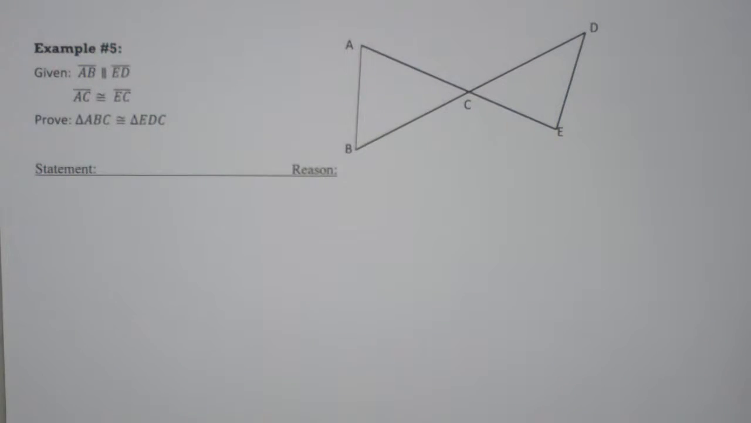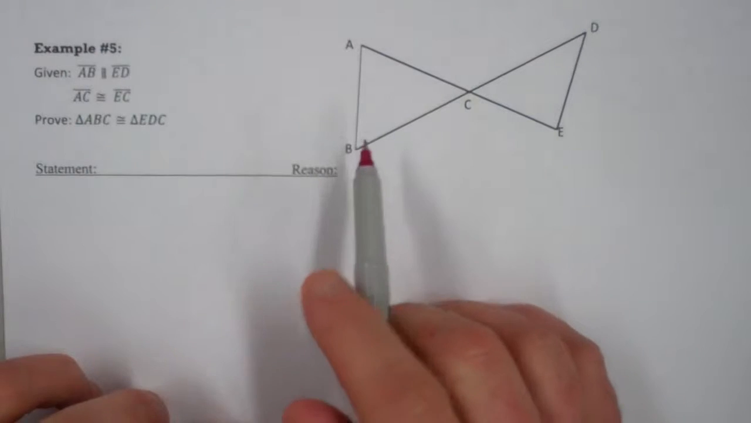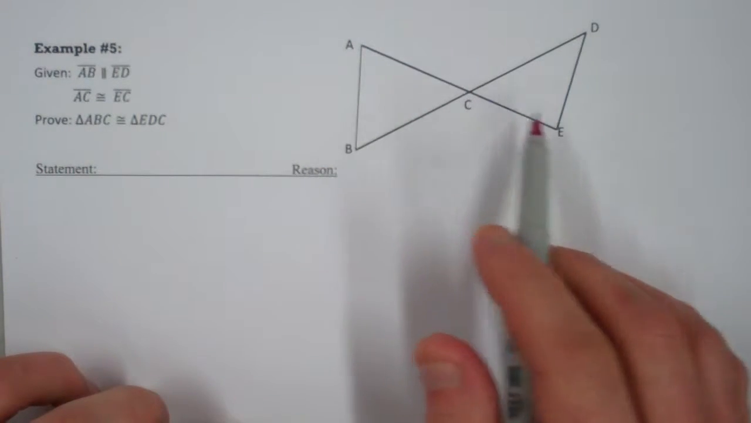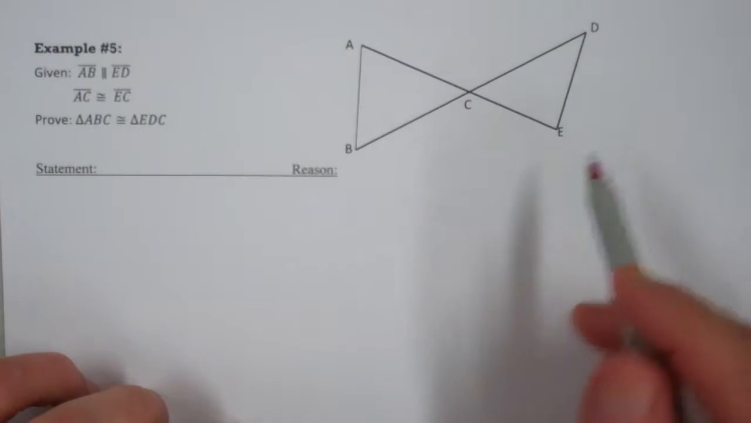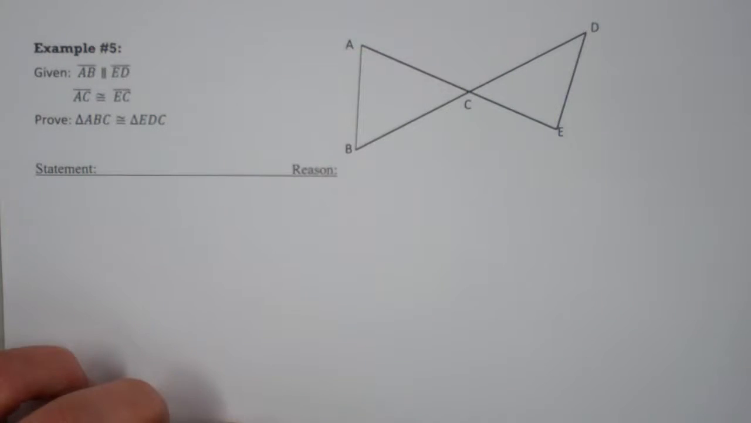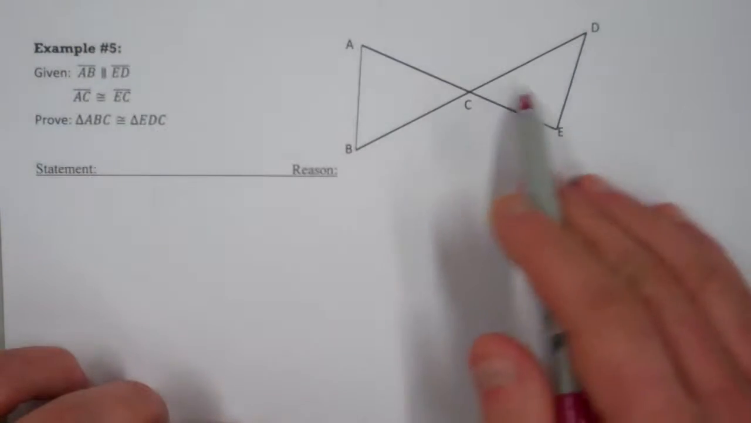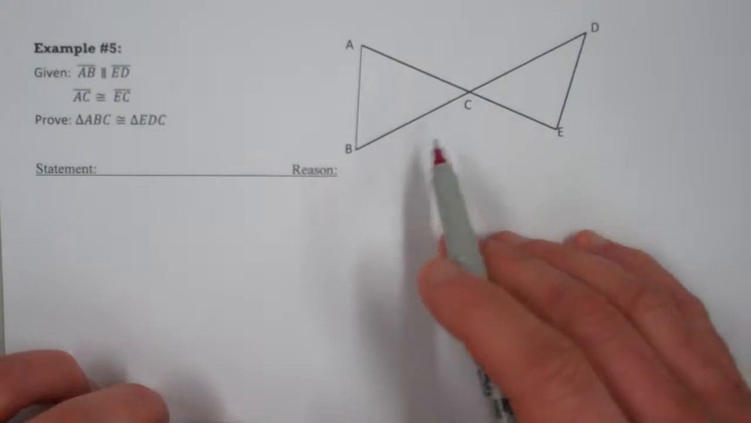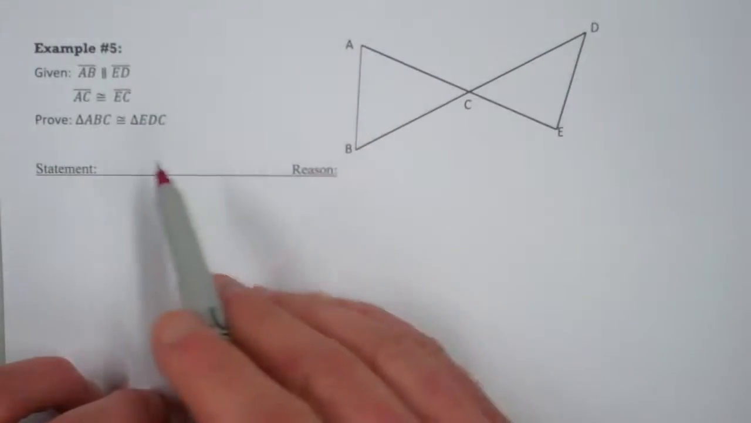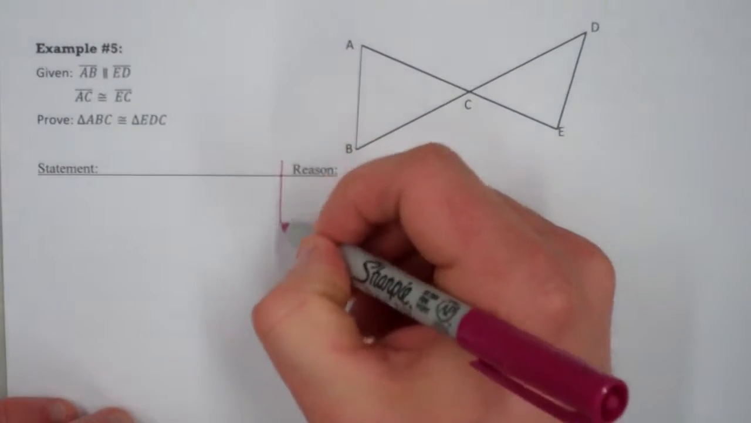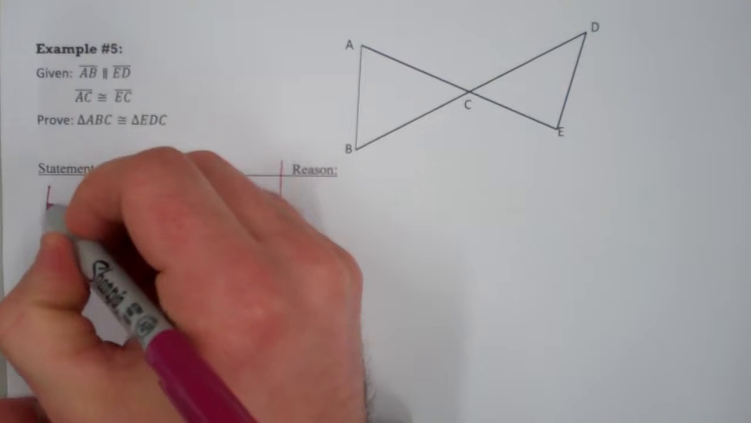In example 5, we need to prove that these two triangles here are congruent, ABC and EDC. At first glance, it doesn't look like that. It looks like they're off just a little bit, but looks can be deceiving. This diagram may not be drawn to scale. What we want to do is use our given information to see if we are allowed to prove that that's the case. So that's where we'll start here.